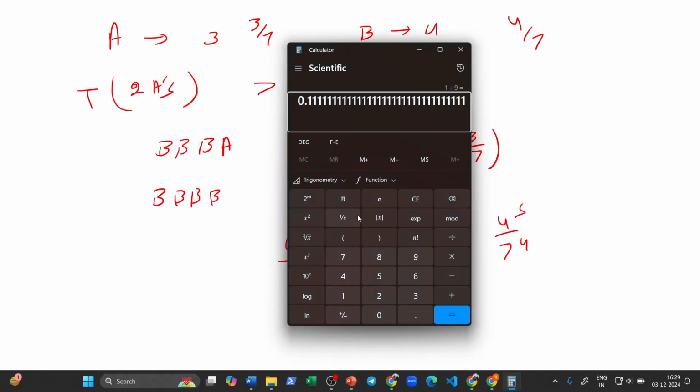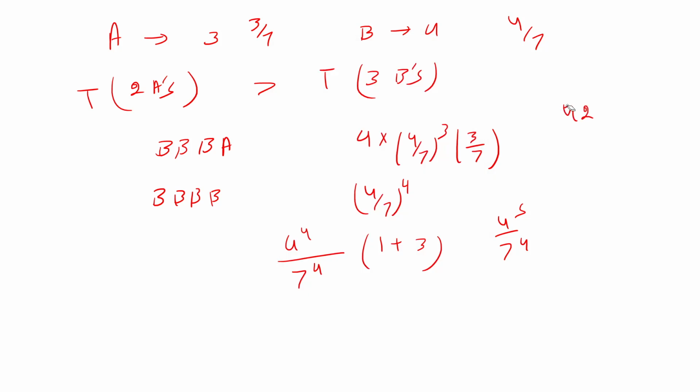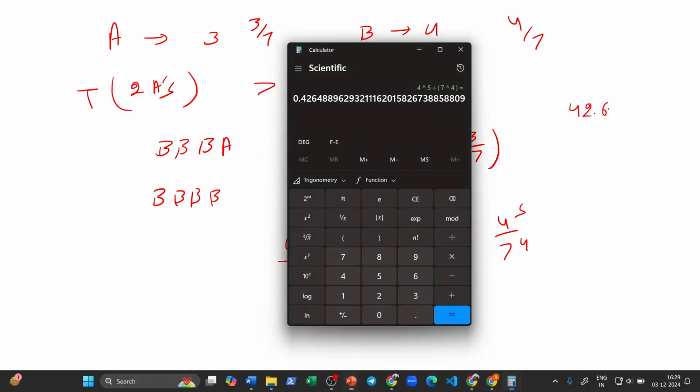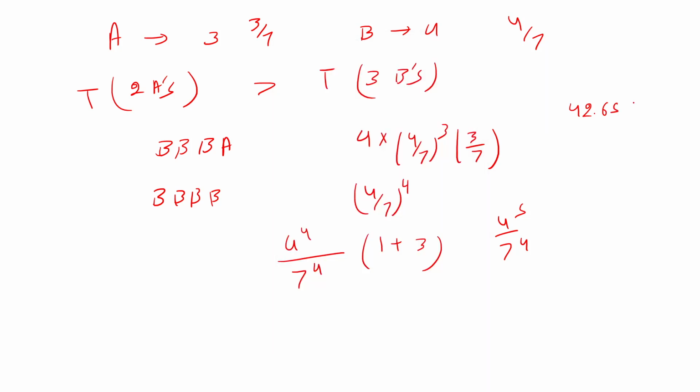So let's do that. I hope the calculator is up for it. Let's begin. 4 to the power 5 divided by, in the bracket, 7 to the power 4. 4 to the power 5 divided by 7 to the power 4. I'm getting a 42.65% chance that we manufacture 3 B's before 2 A's.